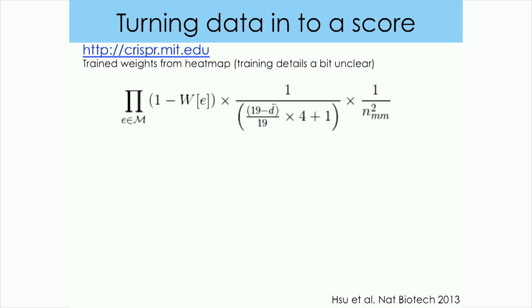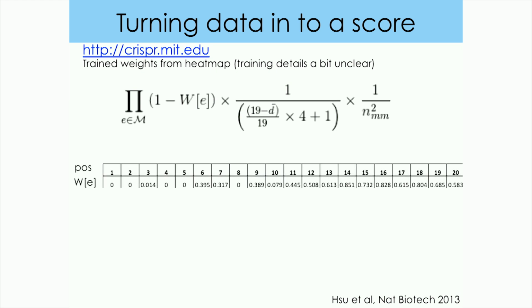So how is this taken into account? So when I put up an equation like this, in general, people in the audience go, oh God, this is horrible. I'm never going to be able to understand this. But I'm going to walk you through it. And as soon as I do it, it's going to make total sense to you. Okay? So this is exactly the equation that this server uses. They trained the weights from the heat map. The training details are a little bit unclear. I'll put up the weights so you can at least see what it means.